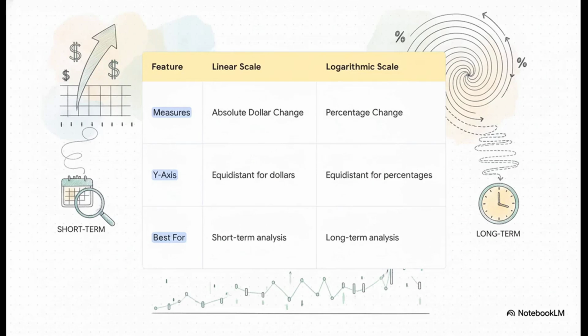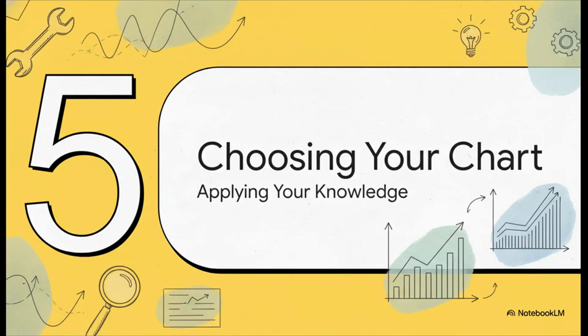This little table just boils it all down perfectly. The linear scale measures absolute dollars, and it's best for short-term stuff. The log scale is all about percentage change, which makes it way better for understanding long-term trends and the true impact of price moves. So the whole point here is knowing which tool to use for which job, right? You now have two different ways to look at price, and which one you choose is going to shape how you interpret everything the market is doing.